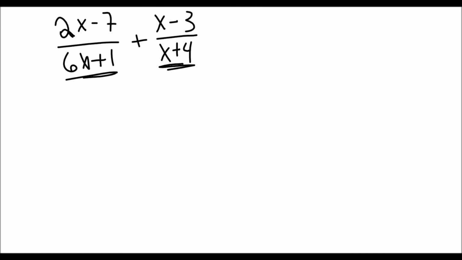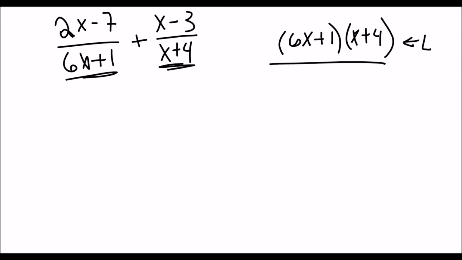So what we're going to do is we're going to find the LCD, just like we just did for the fractions. And so the LCD for this is pretty straightforward. You're just going to multiply the two denominators together. So the LCD is going to be 6x plus 1 times x plus 4. And this is our LCD, least common denominator. And so then to solve the equation, you're going to take the first fraction, 2x minus 7 all over 6x plus 1, and you can multiply things by this fraction as long as you're multiplying by a 1.